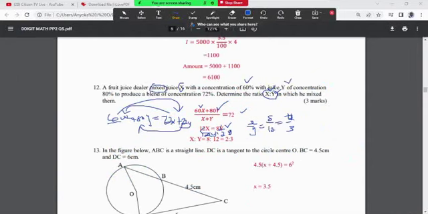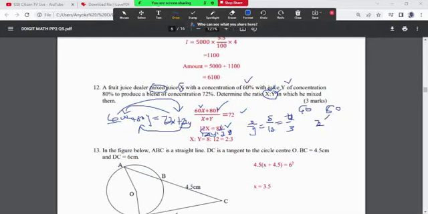There is an alternative way, which we call the Pearson square method. In the Pearson square method, we want to see the juice X, which has a concentration of 60, and the juice Y that has a concentration of 80. And we want to make a juice which has a concentration of 72.